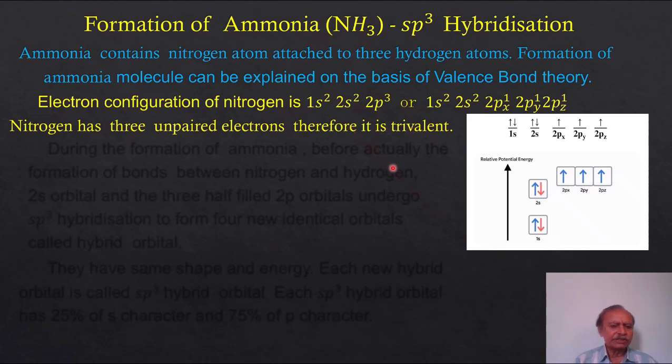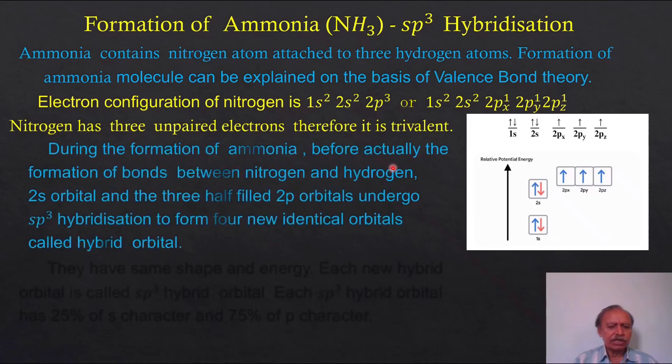Now these orbitals, before overlapping, undergo hybridization. So during the formation of ammonia, before the bonds are formed between nitrogen and hydrogen, the orbitals present in the outermost shell, the 2s orbital and 2p orbitals, are involved. There are only 2 shells in nitrogen, so the 2 electrons in the 2s orbital and 3 unpaired electrons, 1 in each of the 2p orbitals. So these are 4 orbitals: 1 filled 2s orbital and 3 half-filled 2p orbitals.